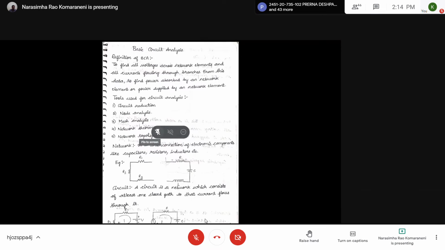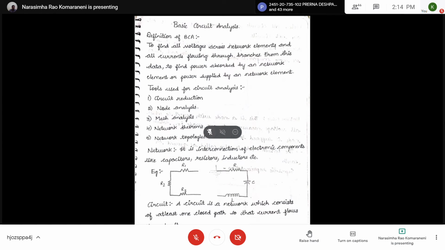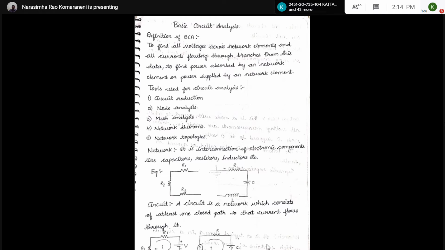We have circuit analysis. What do you mean by circuit analysis? Circuit analysis is the process of finding all the voltages across each network element and the currents flowing through each branch. From this data, that is from these voltages and branch currents, we'll find out how much power is absorbed by each network element and how much power is supplied by each network element. Either power absorbed or power supplied by the network element, we'll find out.